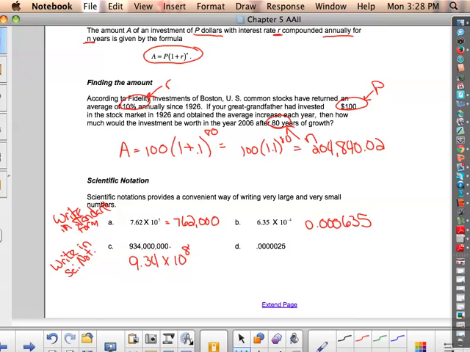Now for D, I have 0.000025. I want to move that to the right, so I have one significant digit. So that would be 2.5 times 10. Then I have to count how many places I'm moving that decimal. I'm going to move it 6, so that gives me a -6.